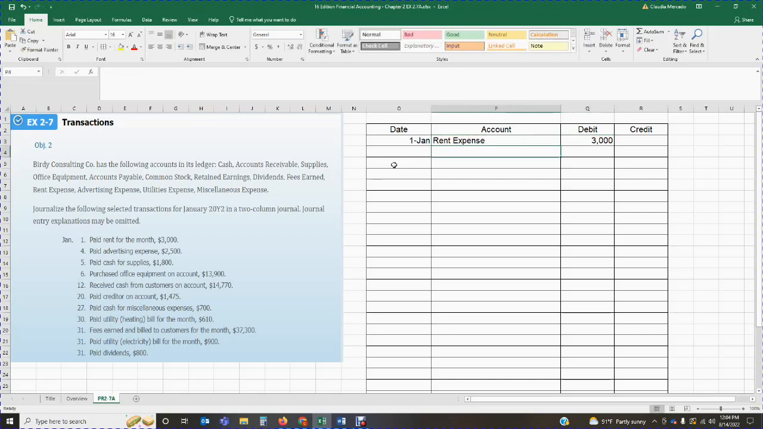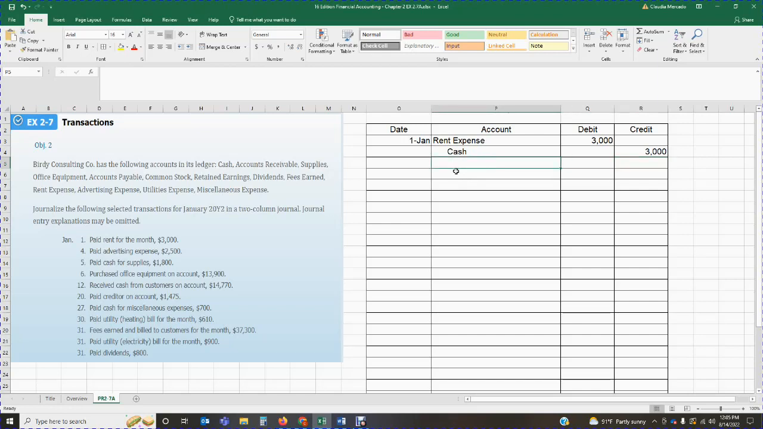How am I paying for my rent? With cash. The debit is always towards the very left side, and then the credit will be indented a little bit. Cash is being credited for $3,000. Debits need to equal credits at all times. Debits always go first, credits go next, being indented.